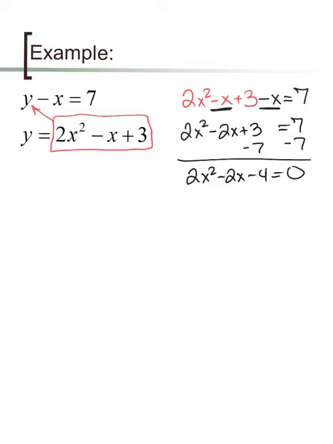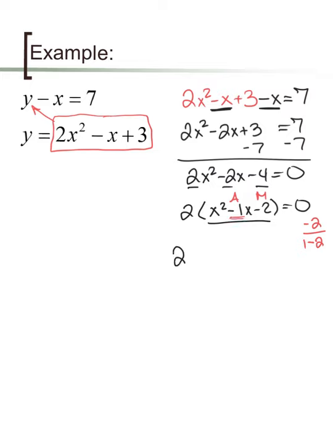Now, if I look at what I'm left with, I notice all of these terms here are divisible by 2, so I can take out a GCF of 2. Now, if I factor what's left in these parentheses, I'm looking for two numbers that add to -1 and multiply to -2. So my factors of -2 are 1 and 2. The 2 has to be negative because I want to add to -1. So this now factors to 2, x plus 1, x minus 2.